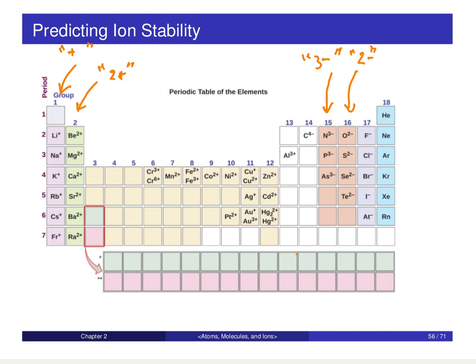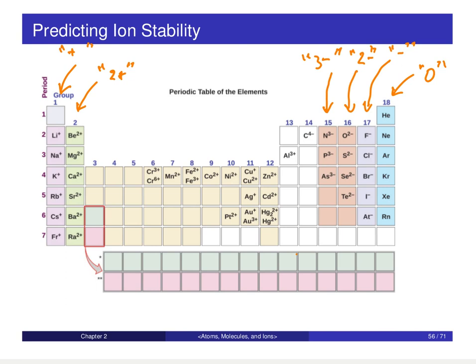And so we can move over here and we see the 16th column. All of those elements in that group 16 are having a 2- charge. All of our halogens in group 17 are a -1 charge. And notice that the noble gases here remain neutral. Okay, there's no charge.